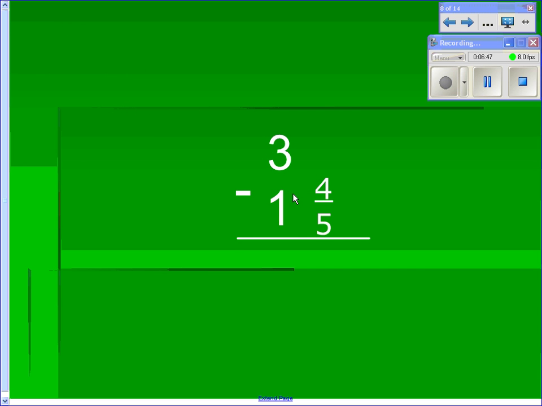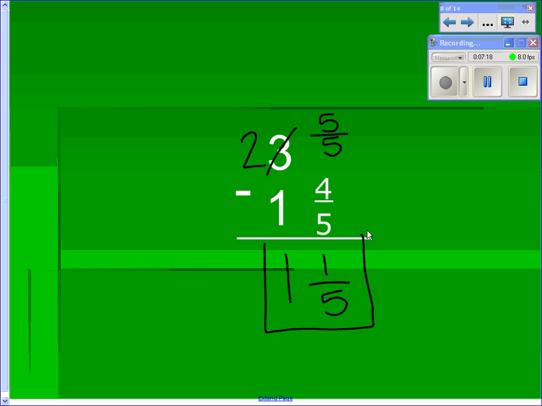Okay, so we have 3 minus 1 4/5. Remember, you cannot bring 4/5 straight down because it's like saying 0 minus 4/5. So we're going to borrow 1 whole from the 3, which makes that a 2. And the whole that we're going to use here is 5 over 5 because the denominator here is 5. When we subtract, 5 minus 4 is 1. Keep the denominator of 5. 2 minus 1 is 1. So your answer is 1 1/5.